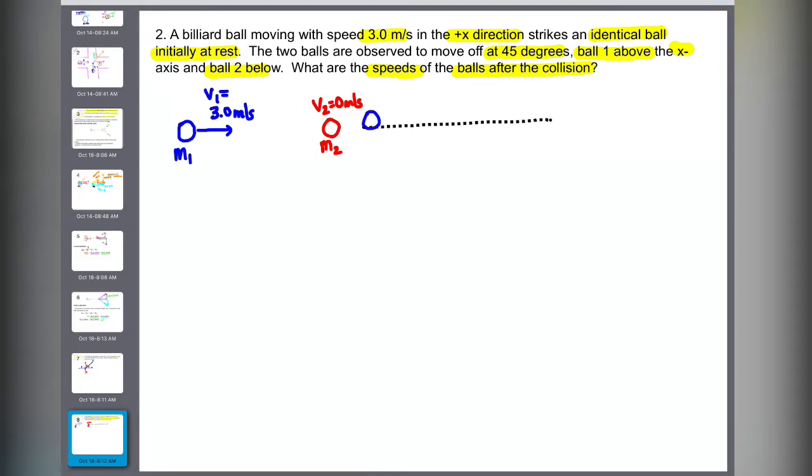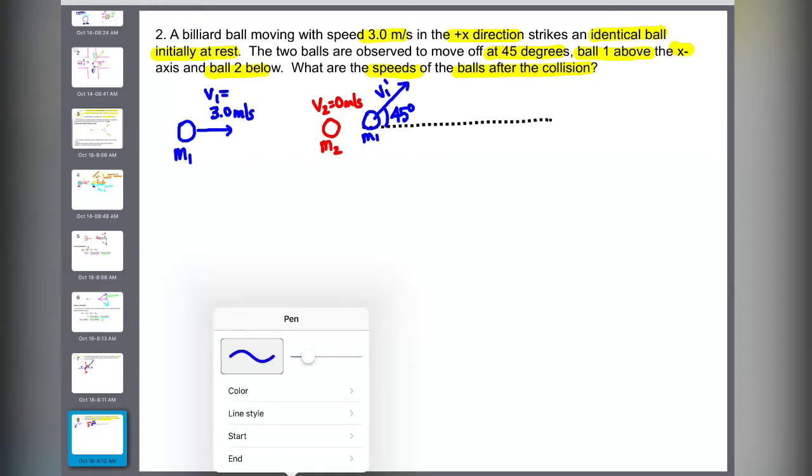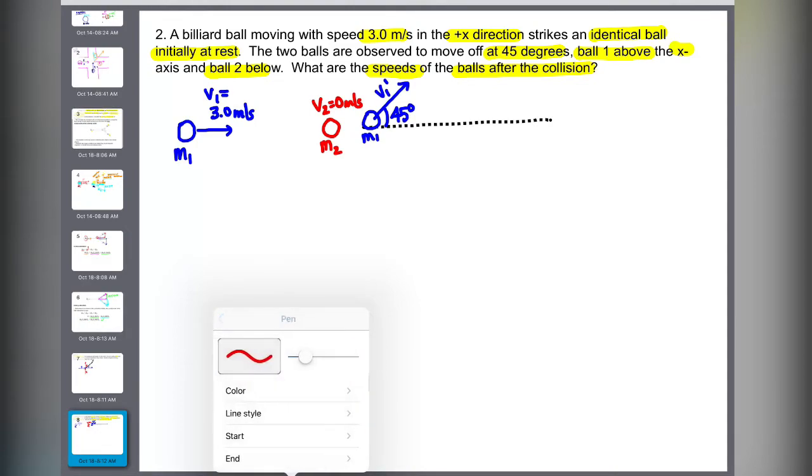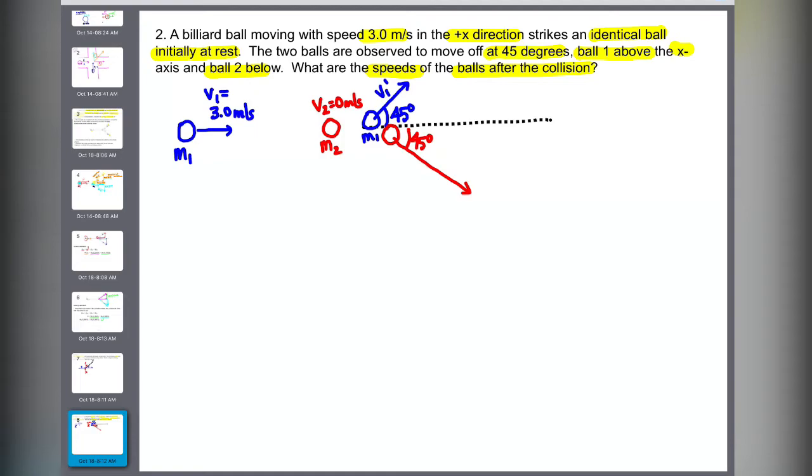So ball 1, what happened is it's going to go up this way at an angle of 45 degrees. Okay, this is m1. I don't know what the speed is. That's what you're looking for. I don't know what v1 prime is. Okay, and then I'm going to have ball 2 that is going to be going at a downward 45. And m2, I don't know what the speed is, so v2 prime.